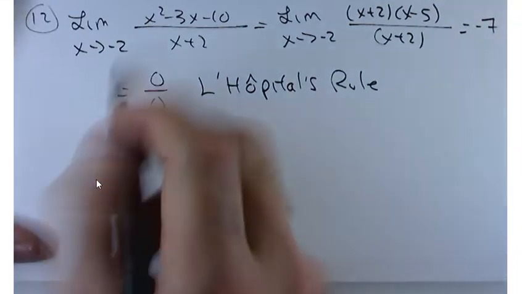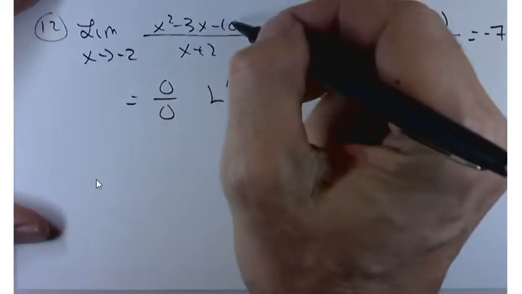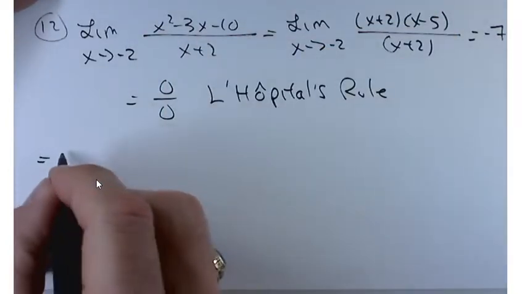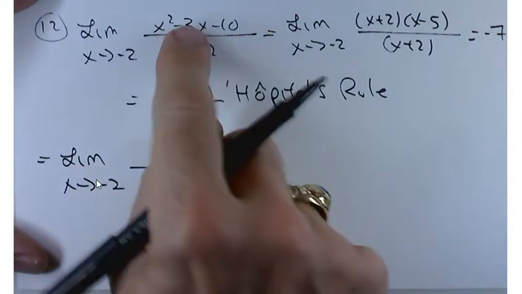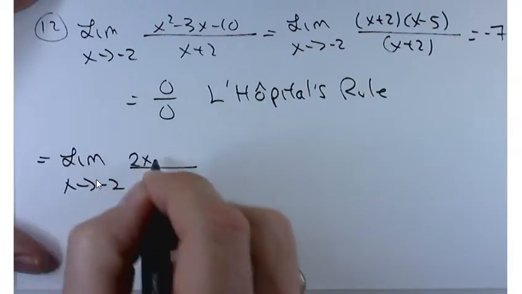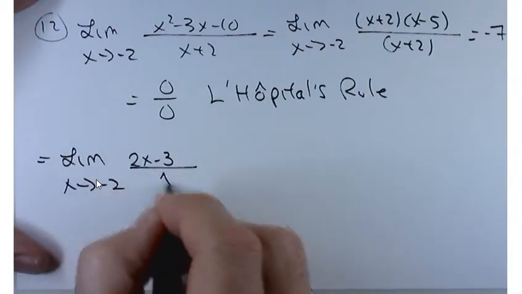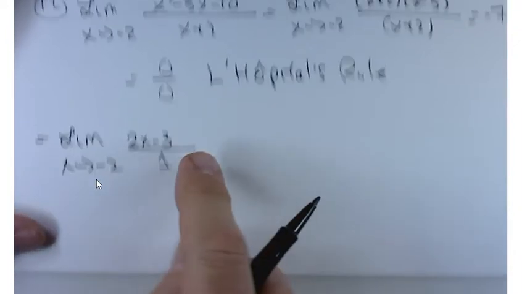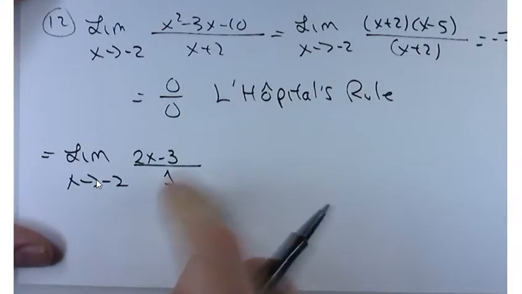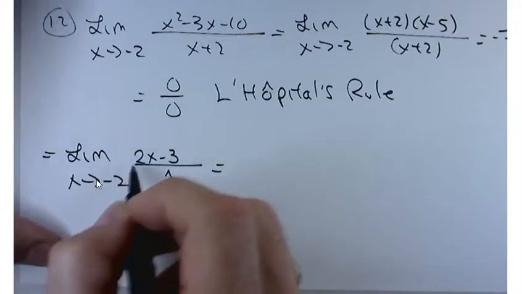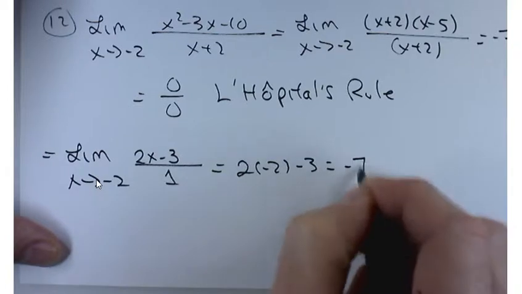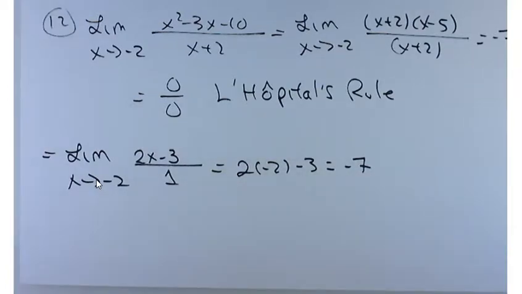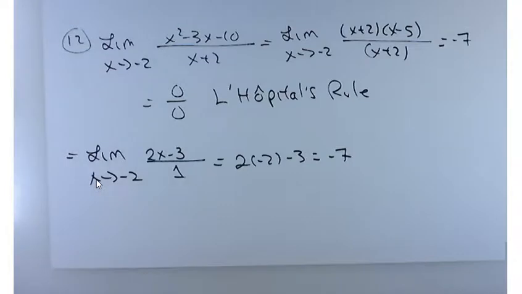In any case, L'Hopital's rule says that I can take the derivative of the numerator divided by the derivative of the denominator. So let's see if that works here. The derivative of the numerator is going to be 2x minus 3, and the denominator is going to be 1. So this limit and this limit are the same, and if I plug in that negative 2, I end up with 2 times negative 2 minus 3. I get the same negative 7. Cool. Works out pretty nice.